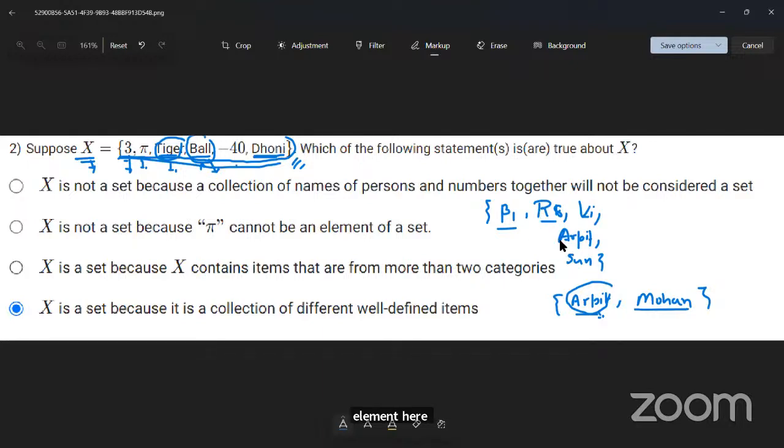Sir, but if we say like that, then any collection of items, whether it is a well-defined collection or not, will be a set. It depends. It depends what kind of question you are asking.